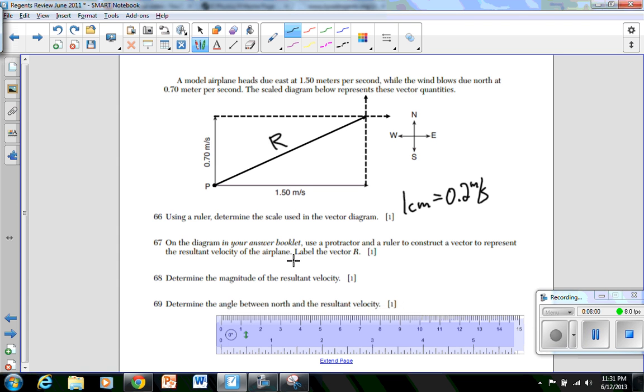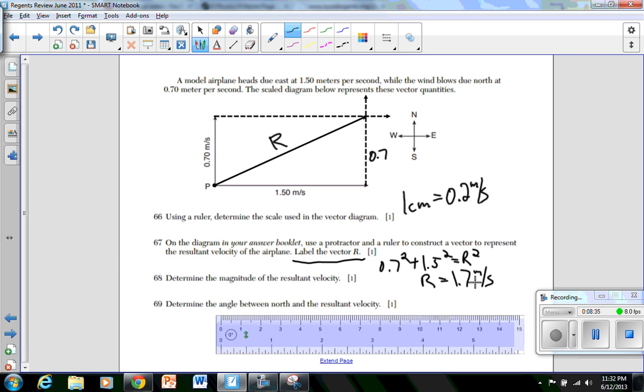Now, according to the instructions, it says determine the magnitude of the resultant velocity. The easiest way to do this is probably the Pythagorean theorem. If we know that we have 0.7 and we have 1.5, then 0.7 squared plus 1.5 squared equals r squared. Solve for r squared, and r equals 1.7 meters per second. Not too bad.